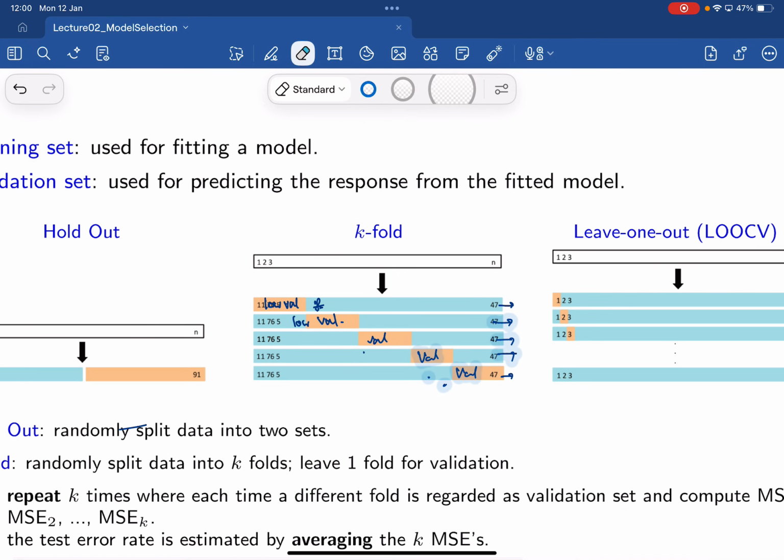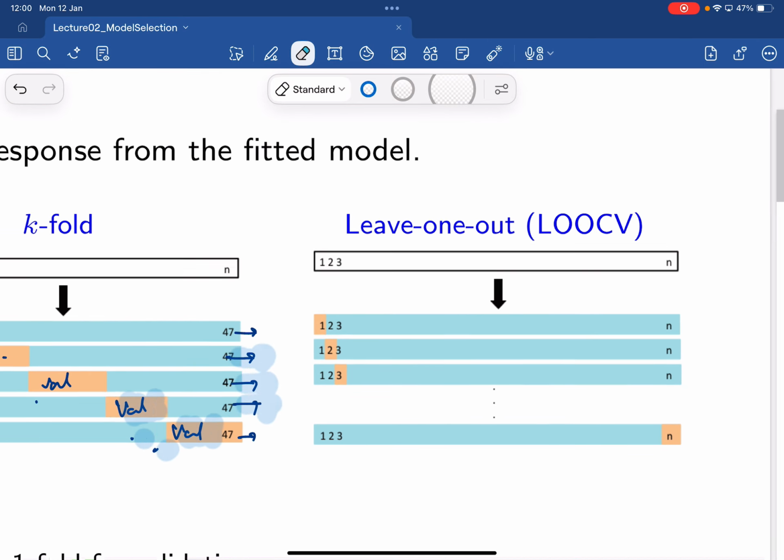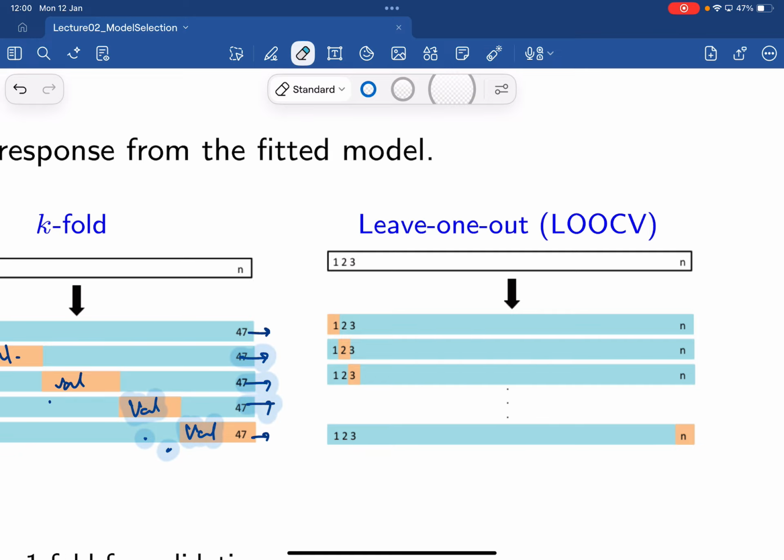But of course, if you have 10,000 or hundreds of thousands of training data, can you afford to do that? Well, it depends, right? It depends on how big your computer is. But if your computer is a generic normal size, like this laptop, you probably don't want to do that. Actually, another extreme is what we call leave one out.